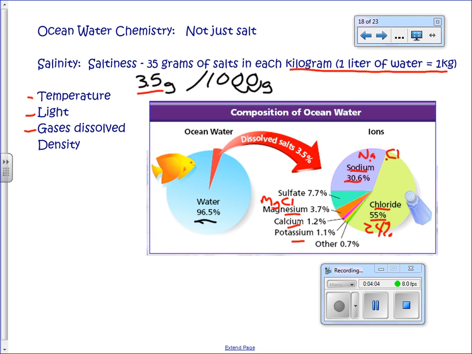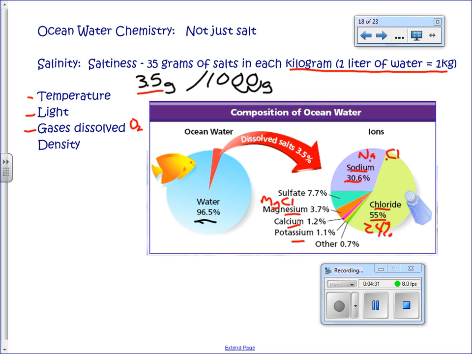Gases dissolved. What kind of gases would be dissolved in the water? No, like air gases, right? This oxygen, right? The main gas that's going to be dissolved in water is oxygen, right? The fish need the oxygen. Fish, marine creatures, they get the oxygen out of the water with their gills the same way we get oxygen out of the air with our lungs.